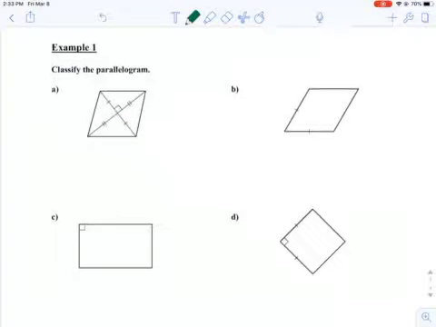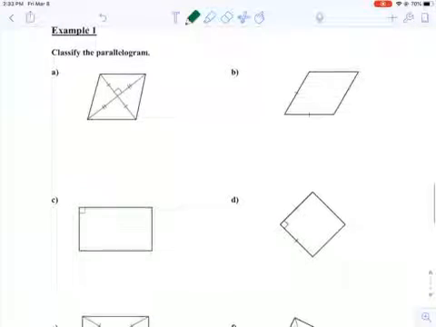And now our examples, we're going to classify these 6 parallelograms. I'll do the first one together, and then you guys are going to pause the video and do the next ones on your own. I feel like we're more than well equipped to do this. It's not too terribly difficult.